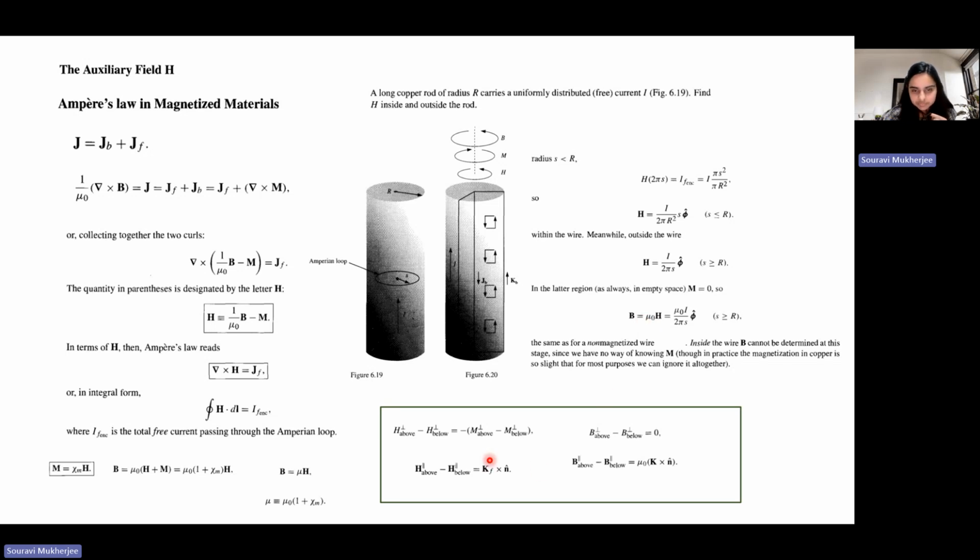Okay. And again, based on Maxwell's relations, you can find the boundary conditions, which are given by these relations here, right? The parallel components have this discontinuity, while the perpendicular components are always continuous.